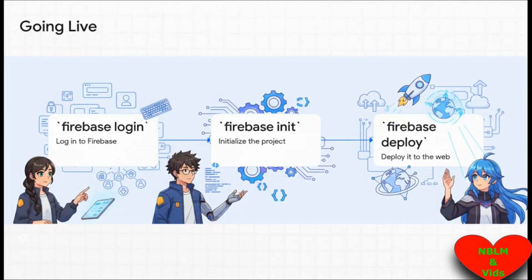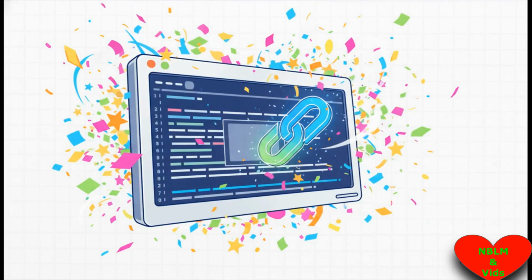Now, in theory, getting the app online should be as easy as typing these 3 commands into the terminal. You log into Firebase, you initialize the project, and then you hit deploy. Seems simple enough, right? And success! The terminal spits out a live URL. It looks like the mission is accomplished. The app is built, it's connected to a database, and now it's published to the web.